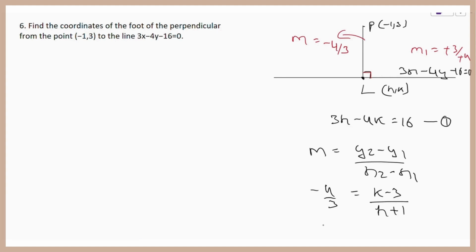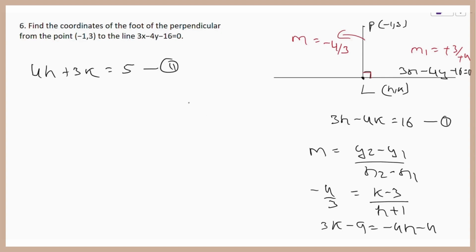Now by cross multiplication, we get 3k minus 9 equals -4h minus 4. Now writing this in the standard form, we can write 4h on the left hand side, so that's positive 4h plus 3 times k, and keeping the constant on the other side, this will be equal to 5. Now let me cross check. This on the other side will be positive 9, so 9 minus 4 is 5. That's correct. So I can mark this equation as 2.